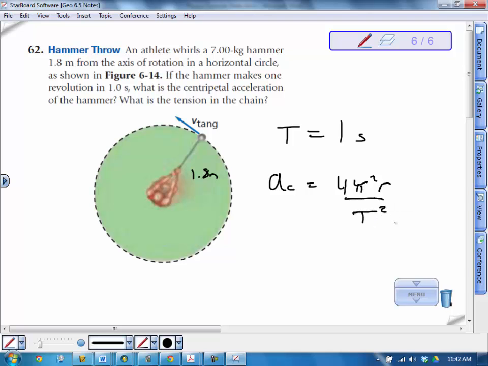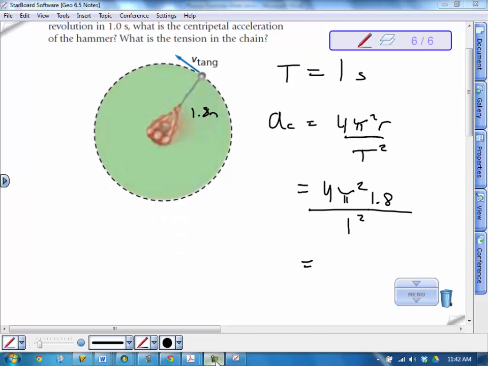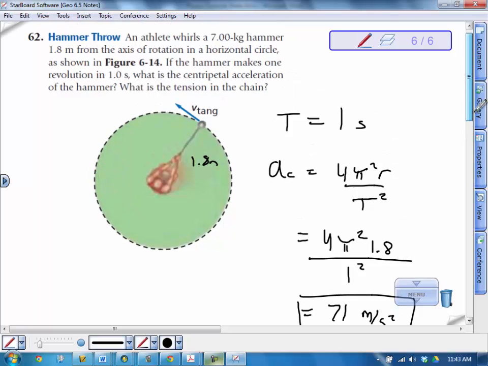So we might as well use that formula because we're given the radius, we're given the period. So this one will make more sense for us to use. 4 pi squared, the radius is 1.8 divided by 1 second squared, which is just 1. That gives us centripetal acceleration of approximately 71, and it's an acceleration, so it's meters per second squared. That's the first part to the question.